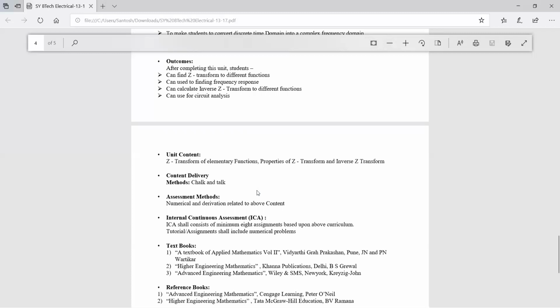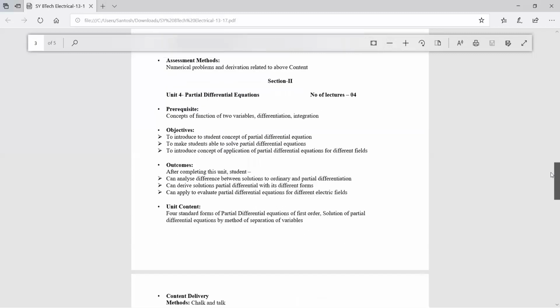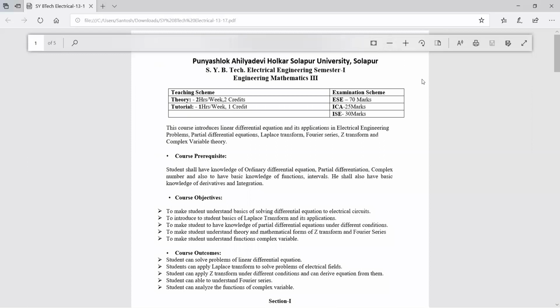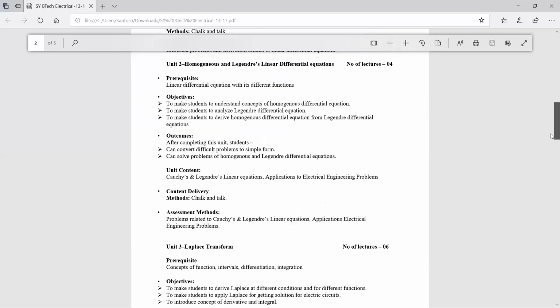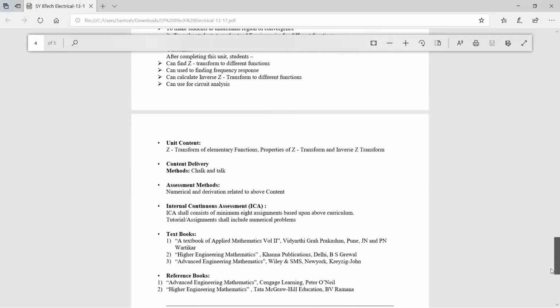We have seen that for internal continuous assessment there are 25 marks. The internal continuous assessment shall consist of a minimum of 8 assignments based upon the above curriculum. Tutorial assignments shall include numerical problems. In order to get 25 marks for ICA, a student should solve all these 8 assignments, based on all the above topics.